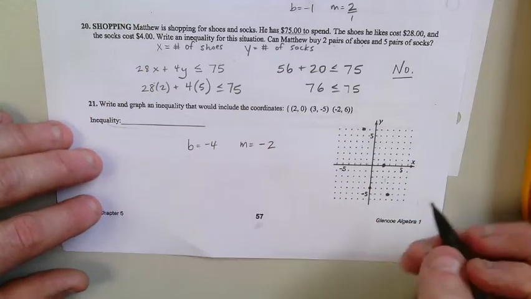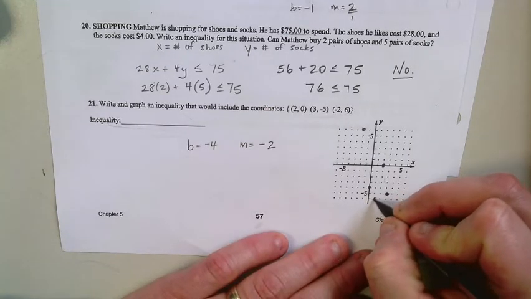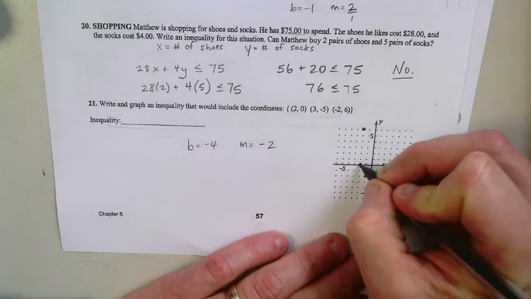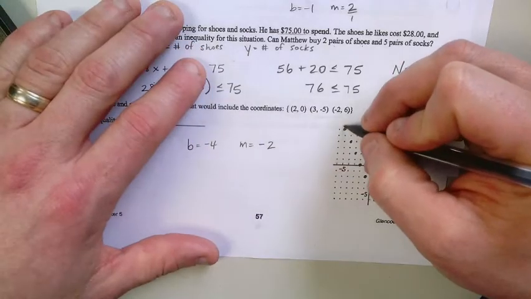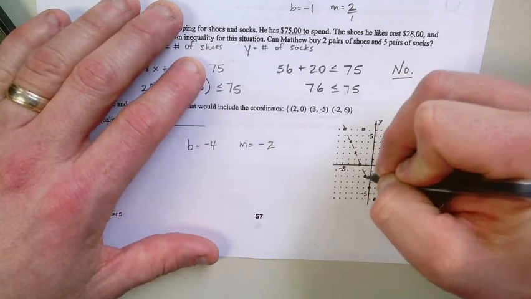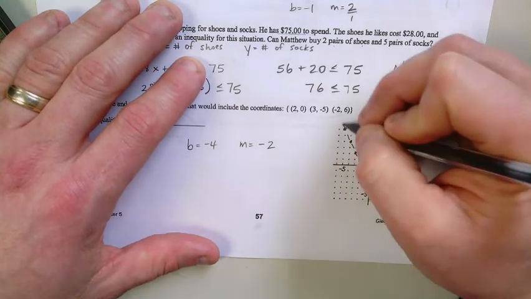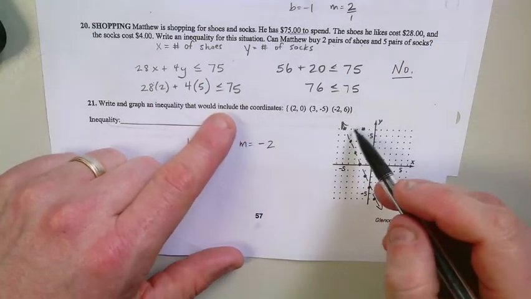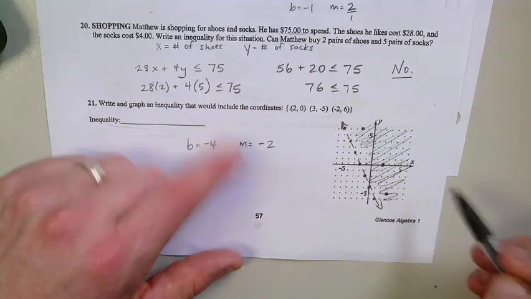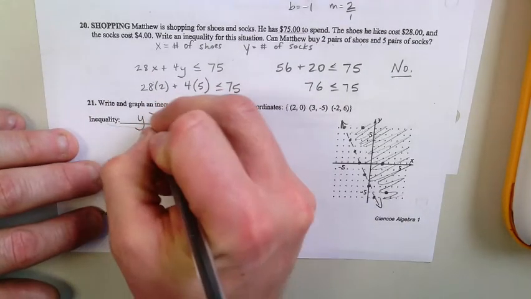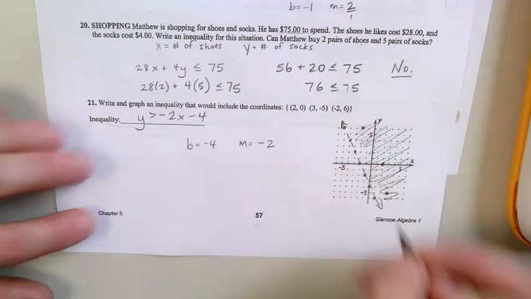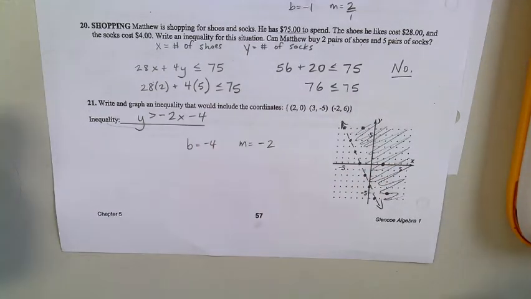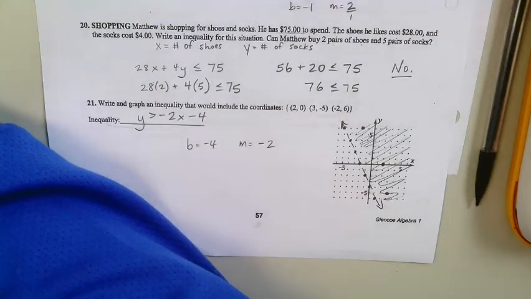Okay? So my inequality, if I was to do this, you can go ahead and put a dotted line across those there. And if it's got to include these, I'm going to say it's got to be greater than. You can also say greater than or equal to, but I'm going to say it's going to be greater than y equals mx plus b. And that will be my inequality that swallows up those other 3 points. Okay, so that took a long time.